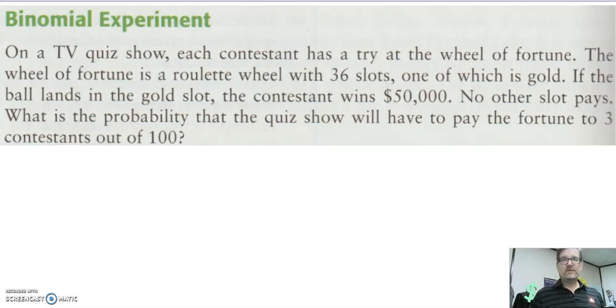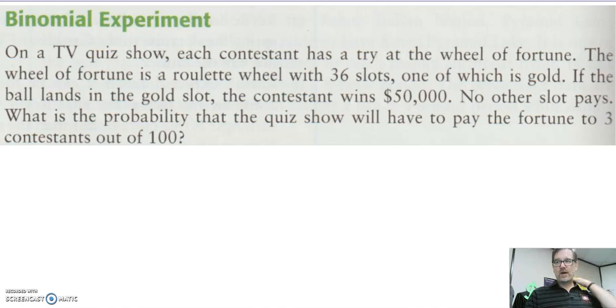So this is an example of a binomial experiment. On a TV quiz show, each contestant has a try at the Wheel of Fortune. The Wheel of Fortune is a roulette wheel with 36 slots, one of which is gold. If the ball lands on the gold slot, the contestant wins $50,000. No other slot pays off. What is the probability that the quiz show will have to pay the fortune to 3 contestants out of 100?